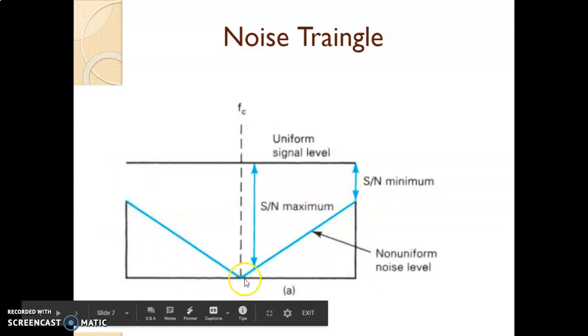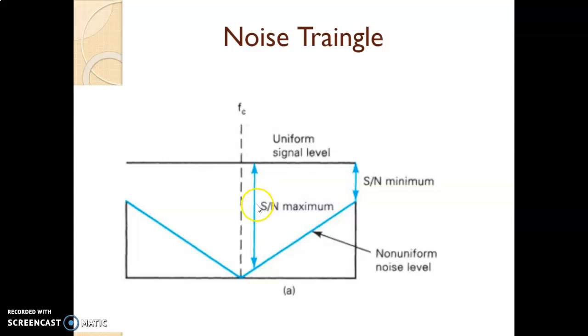You can see there is a non-uniform noise level. At lower frequency, noise is 0, but when the frequency increases, the noise level also increases. And that is why at lower frequency you can see S by N is maximum, but when you go towards higher frequency, S by N is minimum. So if we keep our signal level uniform, then at lower frequency we have maximum signal to noise ratio. When you go towards the higher side, the signal to noise ratio reduces.